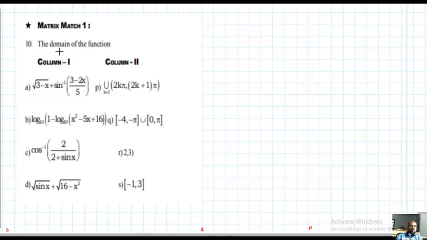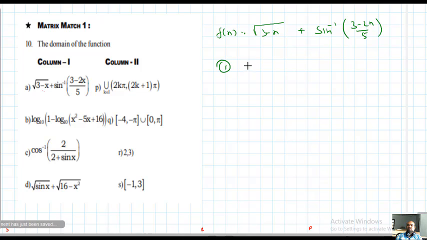Matrix matching type, the domain of the functions. Here f of x plus g of x is there. We want to find the domain of f of x separately and of g of x separately. The intersection gives the domain of the total function. f of x is given as root over 3 minus x plus sine inverse of (3 minus 2x) by 5. First part: 3 minus x should be greater than or equal to 0, which means x should be less than or equal to 3.